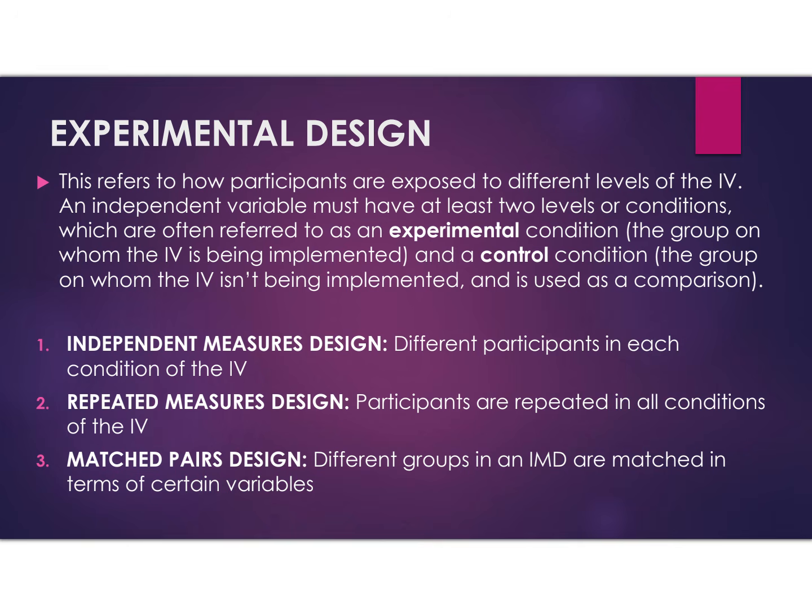Okay, now experimental design is a feature of experiments. That's why it's called an experimental design. It is the way in which participants are being exposed to different conditions or different levels of the IV. And as we discussed earlier, we normally have an experimental condition and a control condition. So the way in which participants are exposed to these two different conditions is called the experimental design. And there are three types we should know: independent measures design, repeated measures design, and matched pairs design.